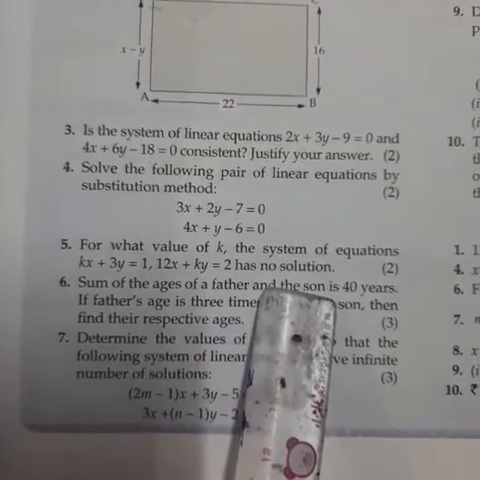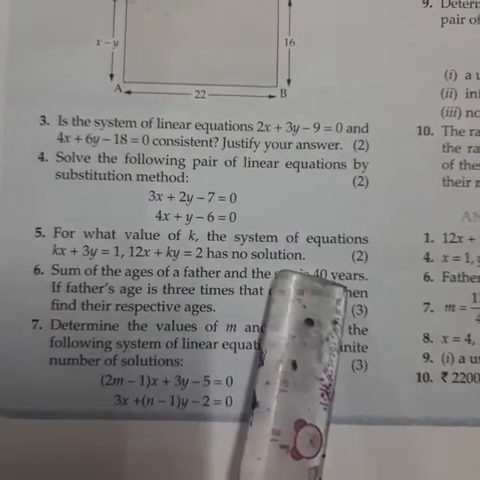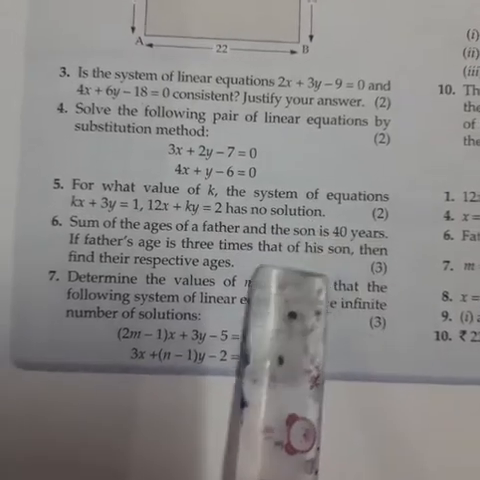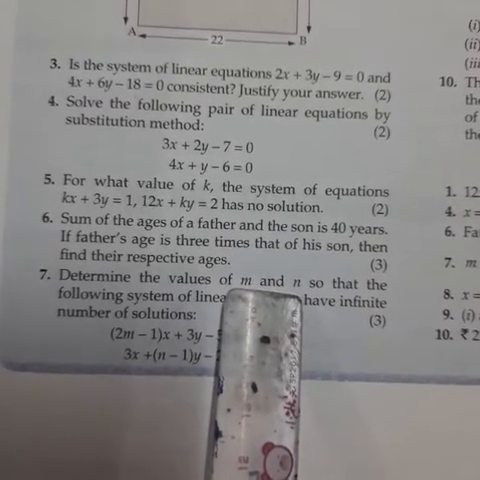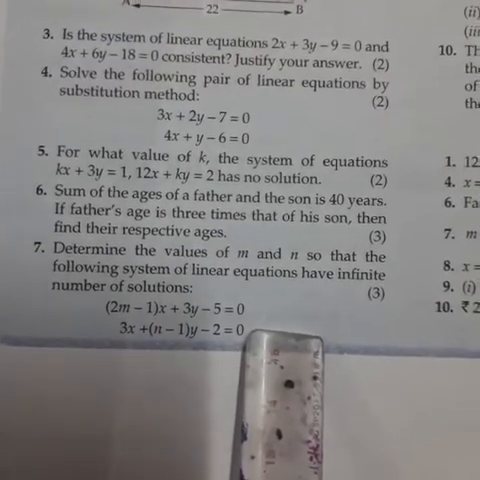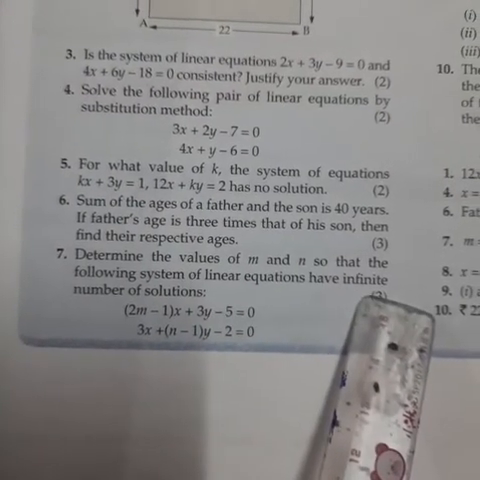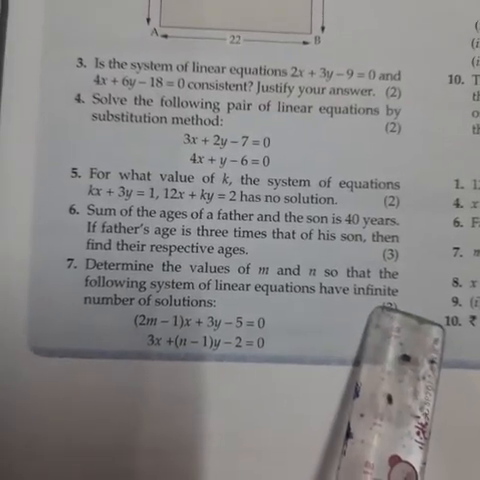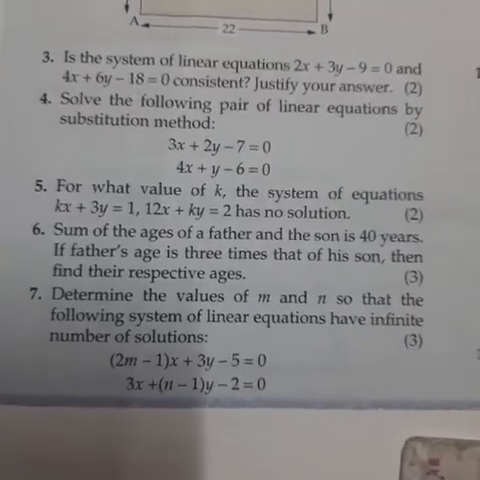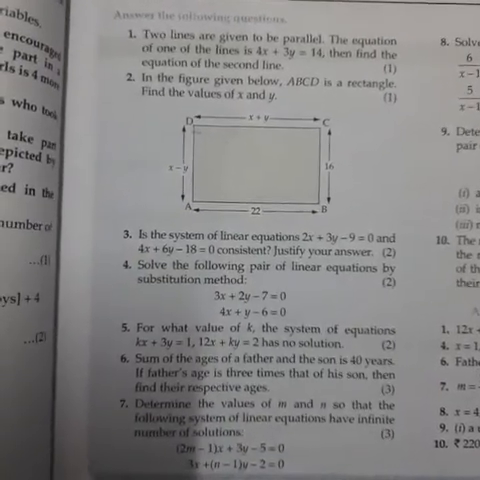Question number 5, here you have one condition. For what value of k does the system of equations have no solution? It means parallel lines will be there. Question number 6 is a problem sum. Form the equation and solve by any method. Question number 7, here also you have one condition. The equations have an infinite number of solutions. See questions number 1 to 7.